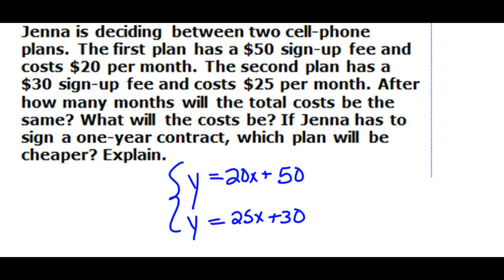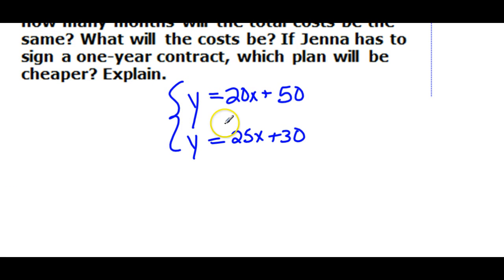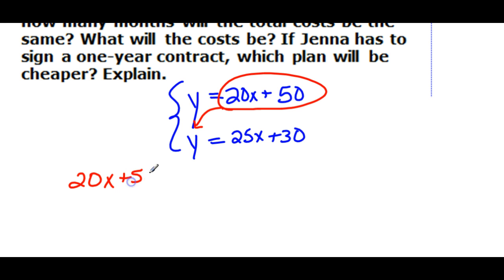When you find that XY value that works for both of them, that's where the two plans are exactly the same. So in this case, they're both solved for y, so I simply take this, substitute in here for y, which is going to give me 20x plus 50 is equal to 25x plus 30. Now let's solve this.